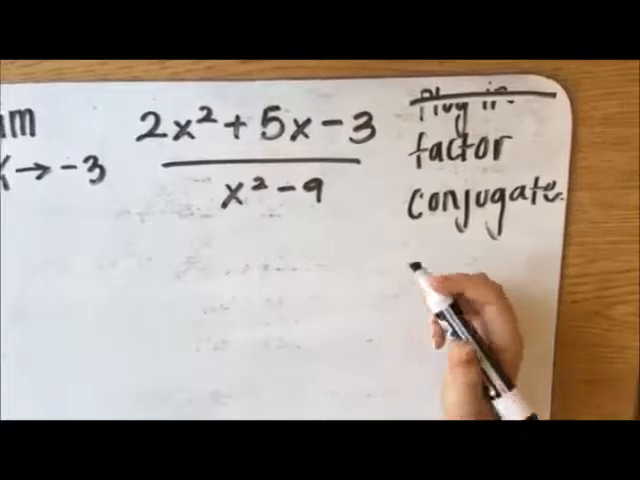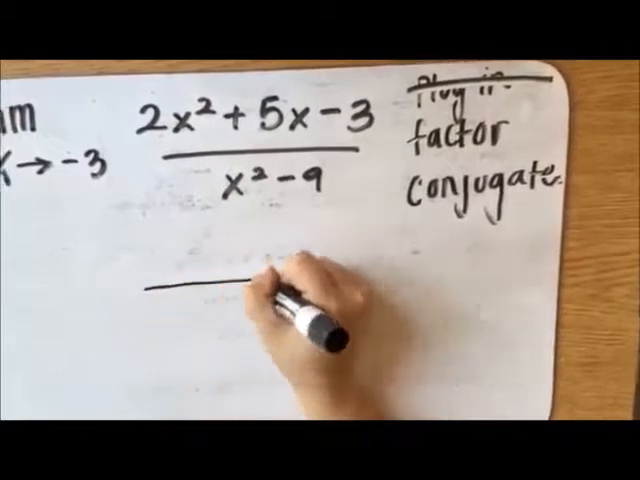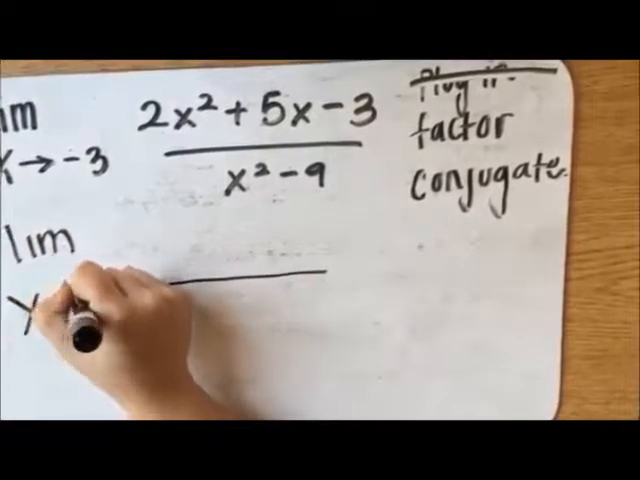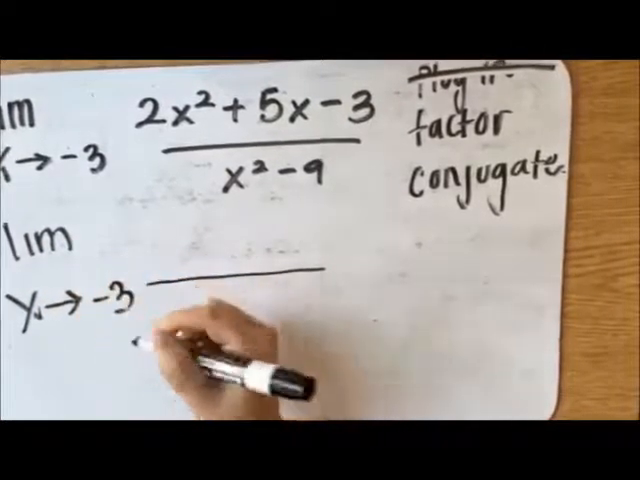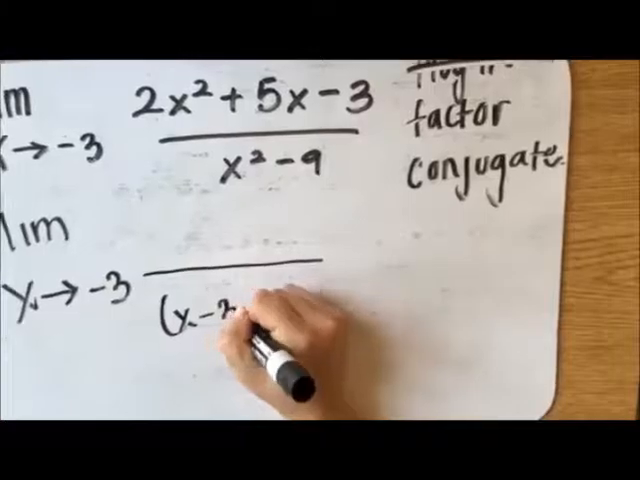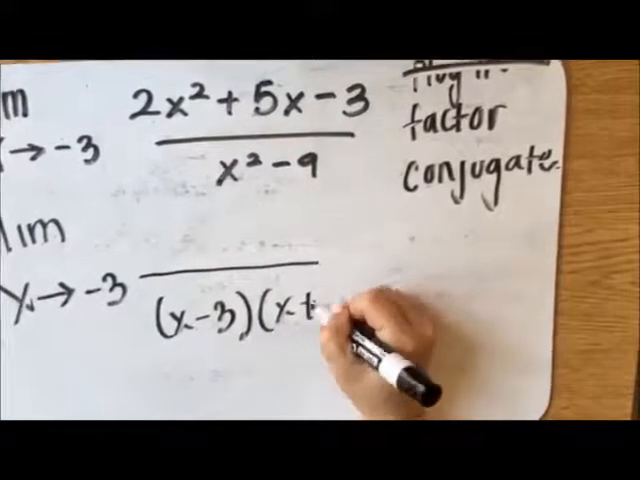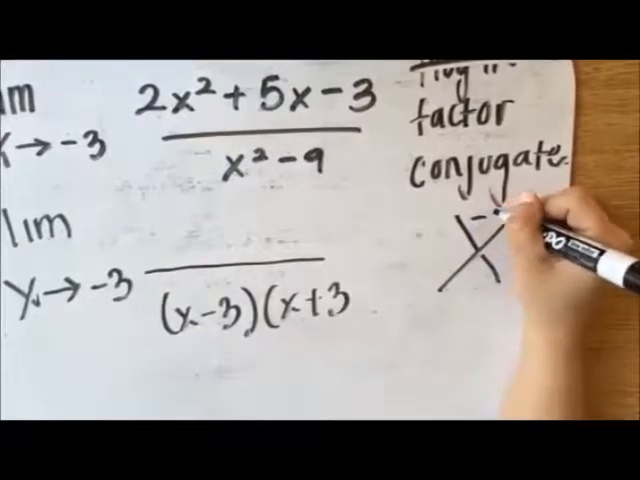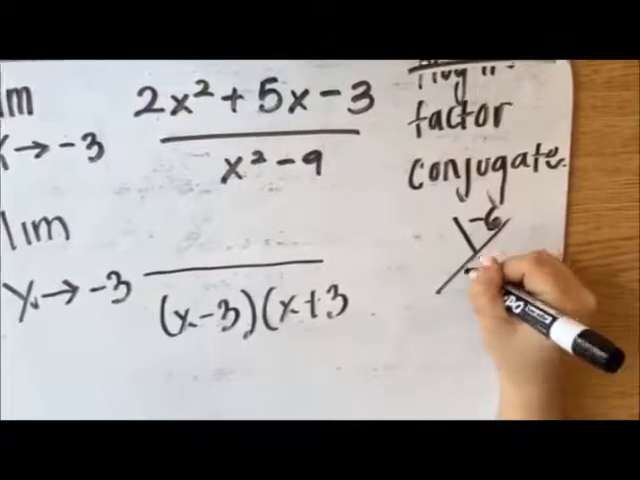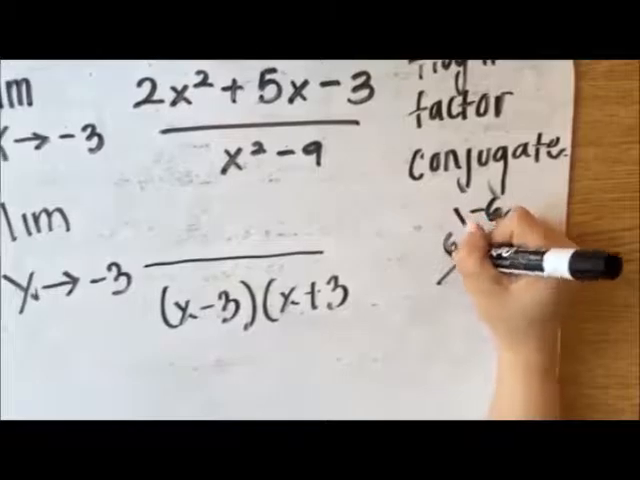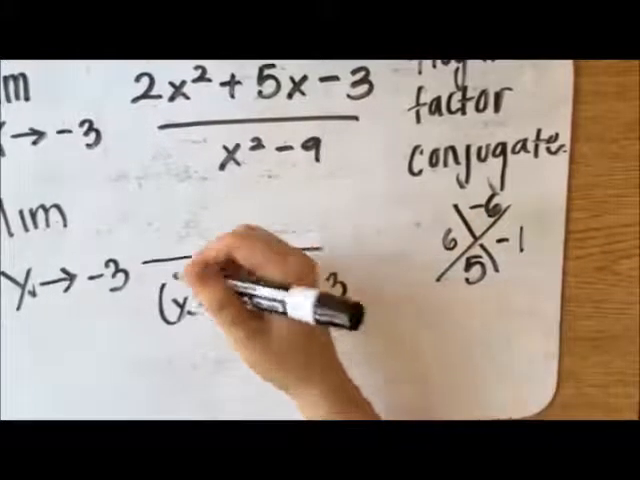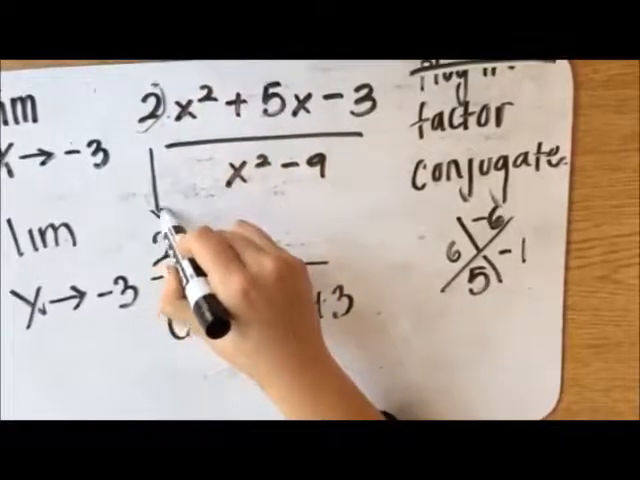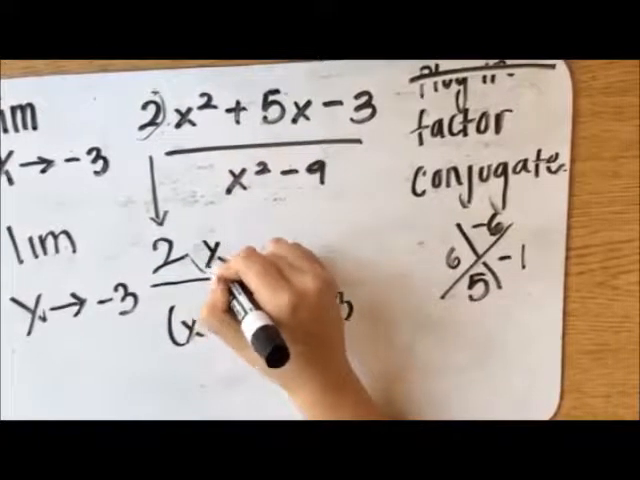So first we're going to start by factoring the bottom, which we already know is going to be x minus 3, x plus 3. So the top, we are going to do the diamond. So it's going to be negative 6 over 5. We're going to have 6 and negative 1. So now we're going to bring the 2 to the bottom because it's still a constant and we still need to bring it down.